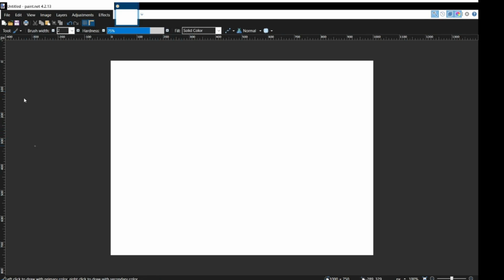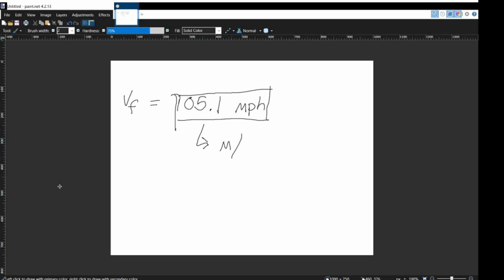So you have a fastball thrown at, so you have your final velocity, right? Final velocity equals 105.1 miles per hour. And you need to convert this to meters per second. So this is a conversion problem. Convert it to meters per second.